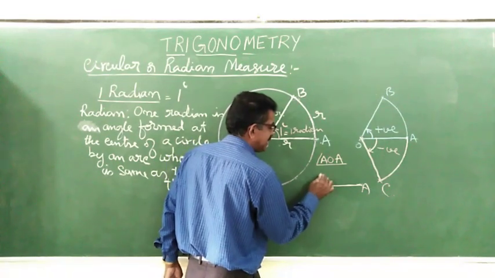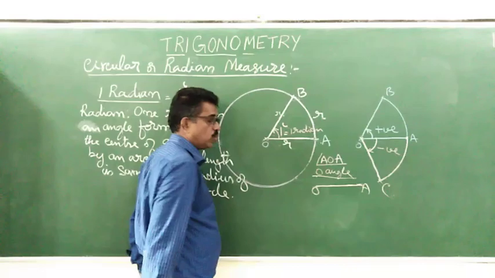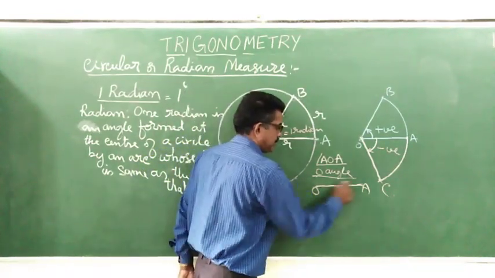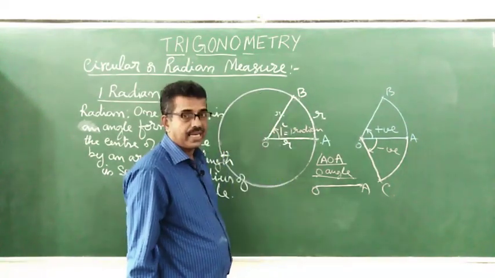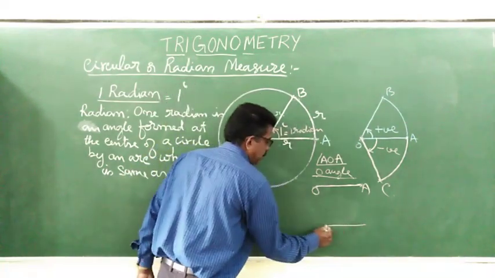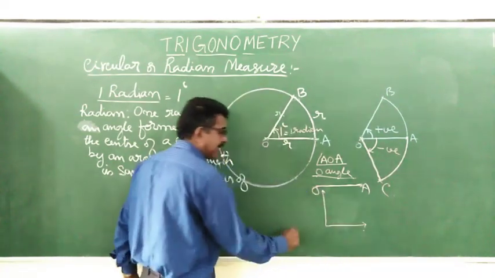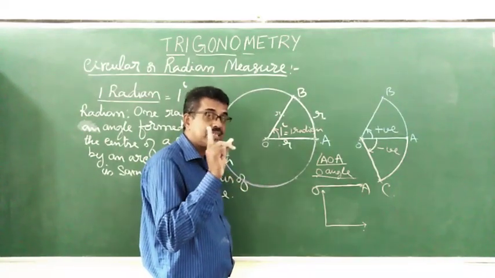This one is 0 angle. 0 degree, 0 radian, anything is 0. So this angle is known as 0 angle. This angle, suppose if it is right angle, is known as right angle. 2 right angles is a straight angle. 4 right angles is a circular angle.